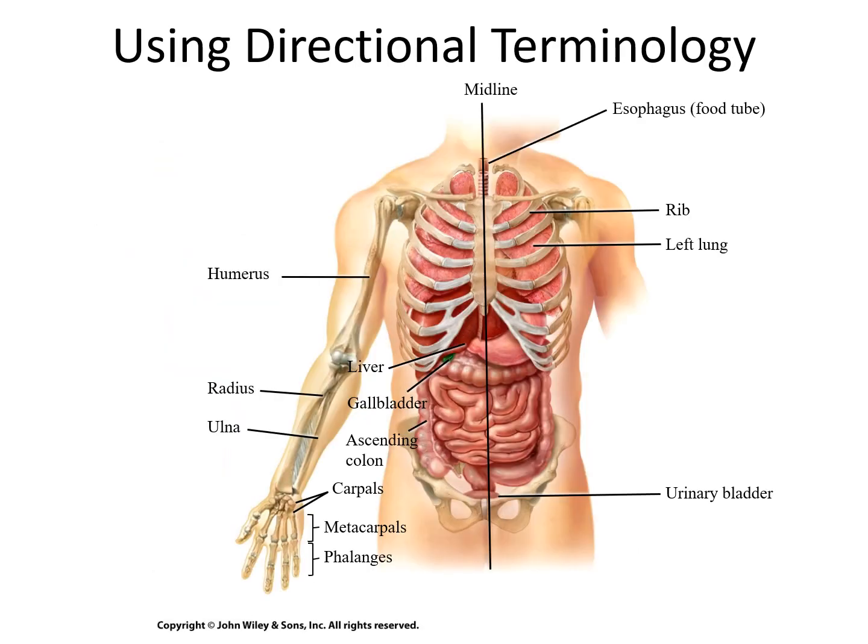So let's use a few more examples here. So let's look at the elbow. The elbow would be lateral to the stomach. The elbow would be lateral to the ribs. Looking at the arm, the humerus would be proximal to the ulna. The metacarpals would be distal to the radius.